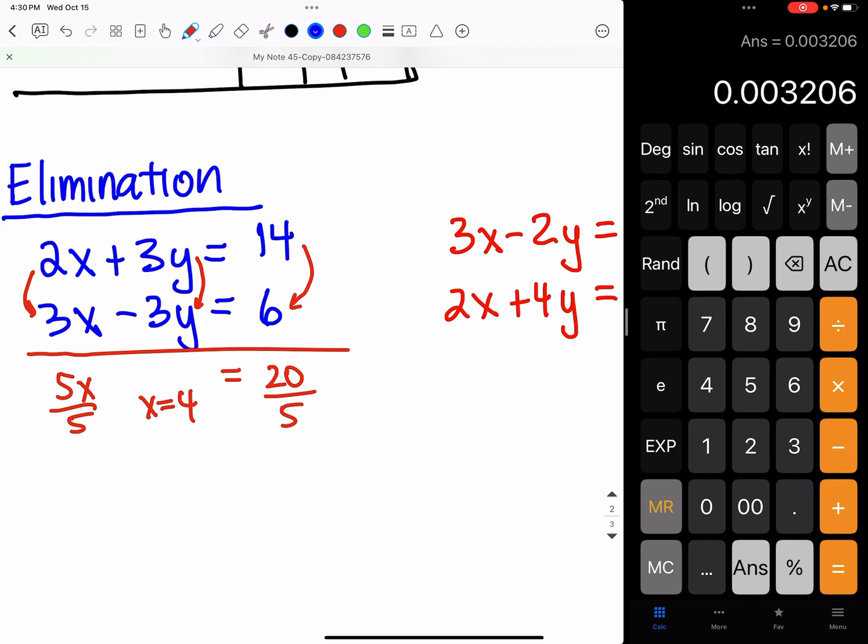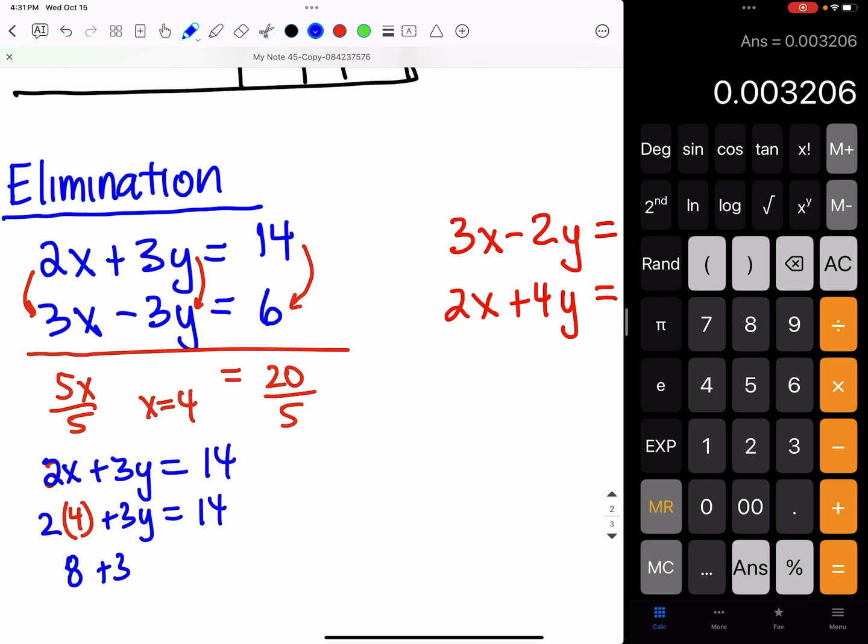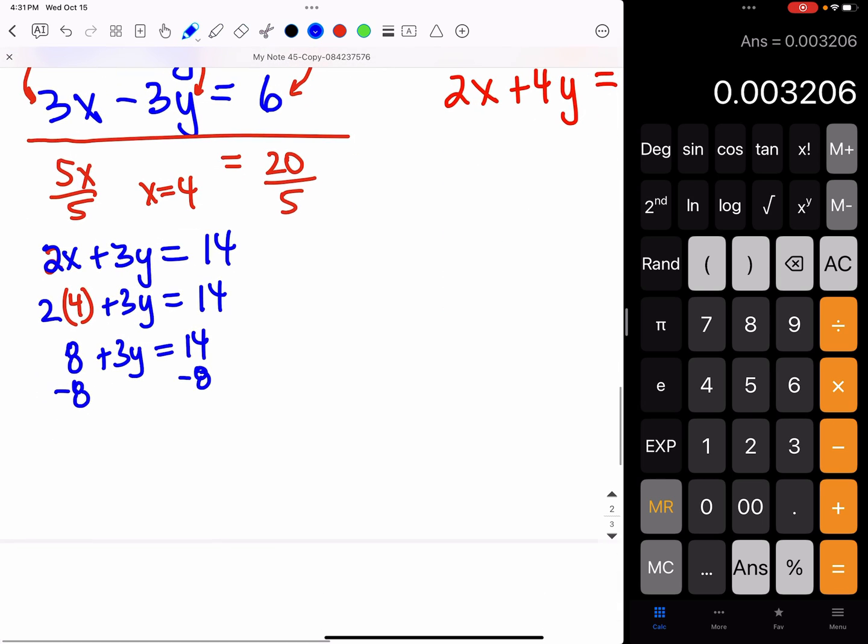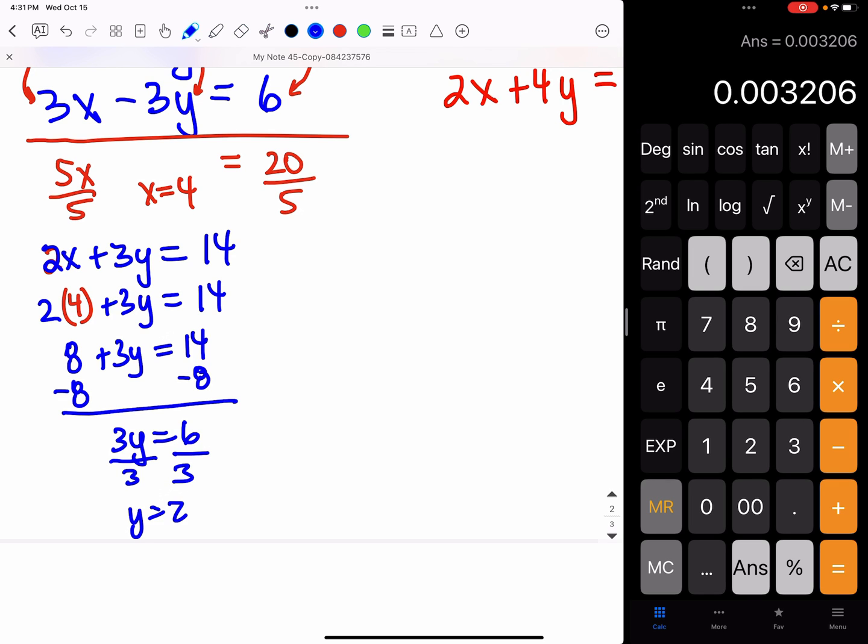If x's are 4s, then we can choose any of the equations: 2x plus 3y's equal 14. But x's are 4s. So 2 times 4 plus 3y equals 14. 8 plus 3y equals 14. Minus 8, minus 8. 3y's equals 6. Divide by 3. Y is equal 2. So this is 4, 2.